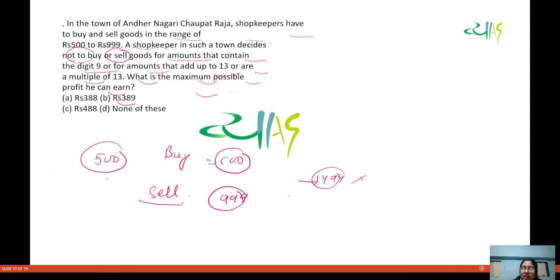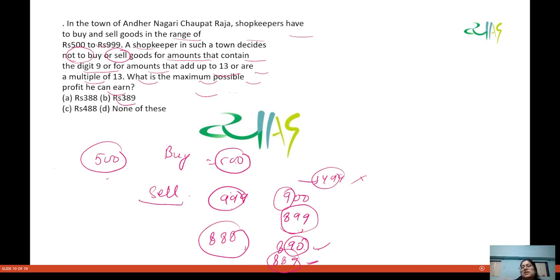Now we cannot sell at 900 rupees also because that contains 9. We cannot sell at 899 because that also contains 9. We cannot sell at 890 or 889 either because they also contain 9. So we can sell at 888 because it does not contain 9, and it is the highest number at which we can sell that does not contain 9.